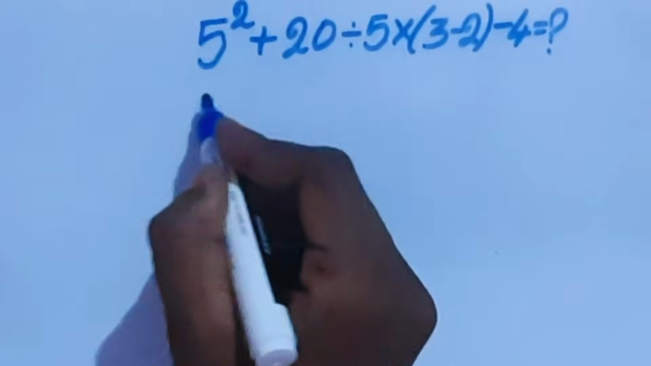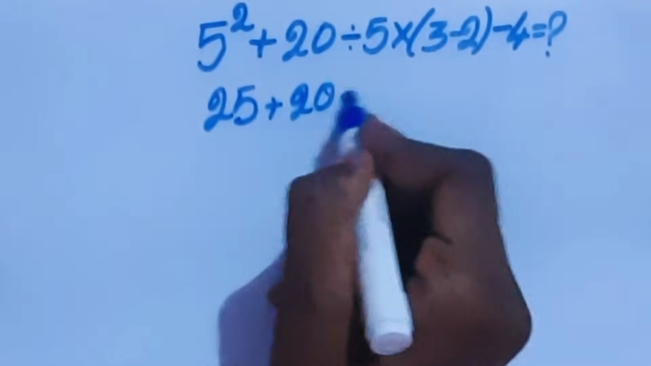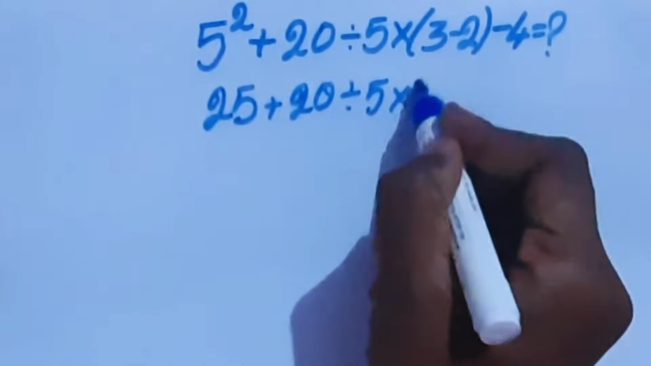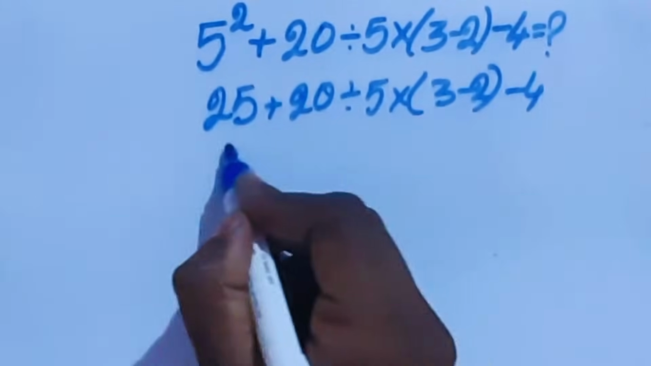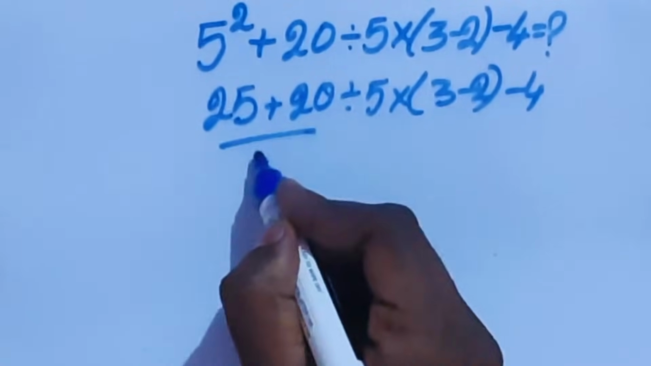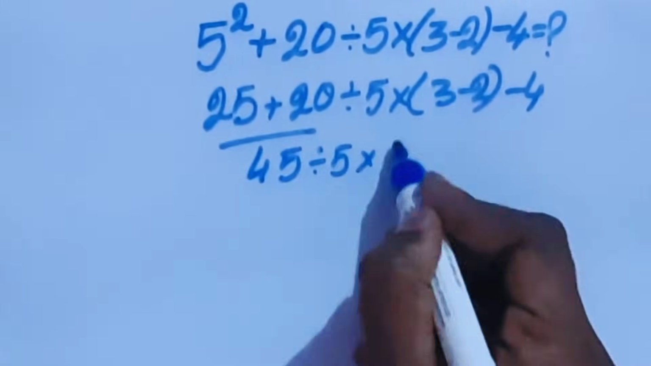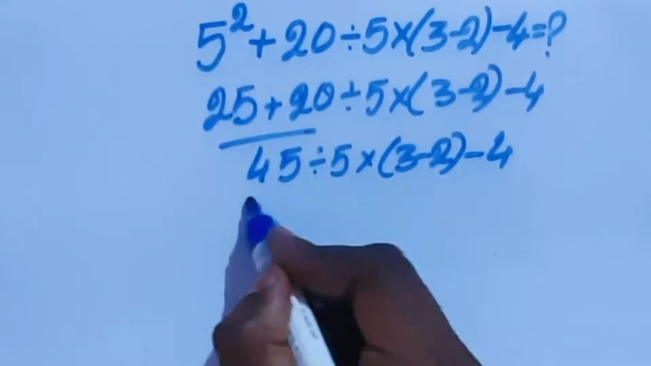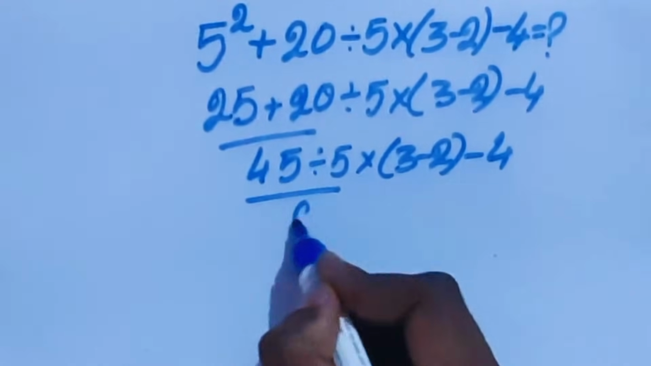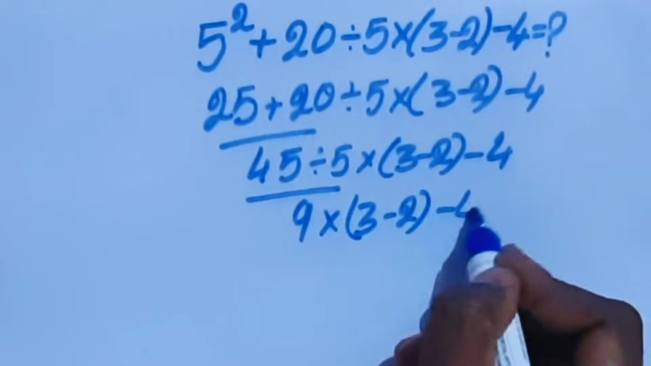I guess here 5 square is 25 plus 20 divided by 5 times 3 minus 2 in bracket minus 4. Here 25 plus 20 is 45 divided by 5 times 3 minus 2 in bracket minus 4. Here 45 divided by 5 is 9 times 3 minus 2 in bracket minus 4.